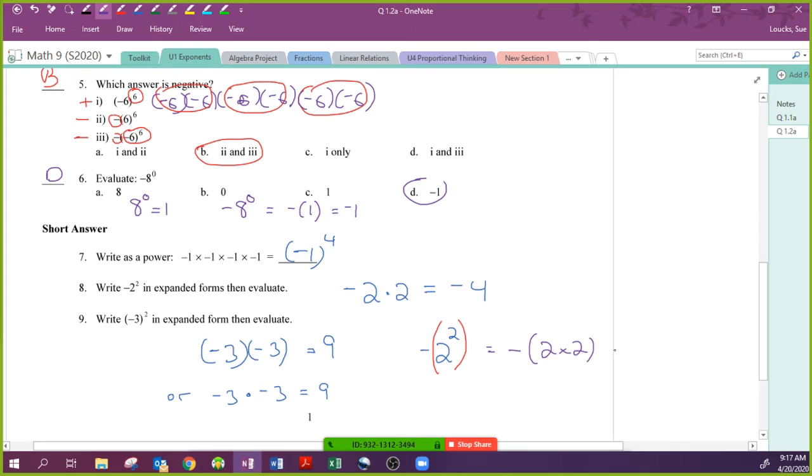The other thing that sometimes helps is to think of this as -1 times 2 squared. So that's -2 times 2. Either way, it's got to equal -4. So can I get a yes or a no on that, please? Excellent. Thank you so much.